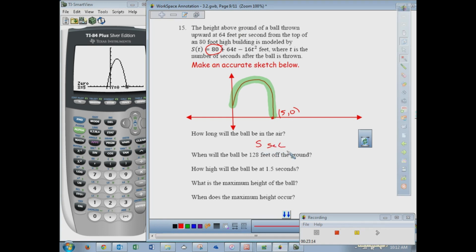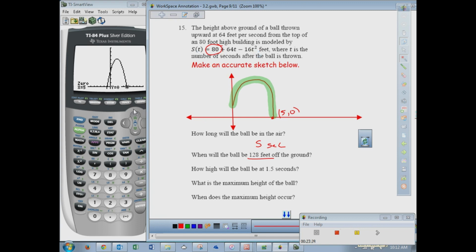So far, so good? When was the ball 128 feet off the ground? Is 128 an x value or a y value? The y value, correct? Well, the way we taught you a long time ago was put 128 in for y and solve for x. We'd have to use the quadratic formula.